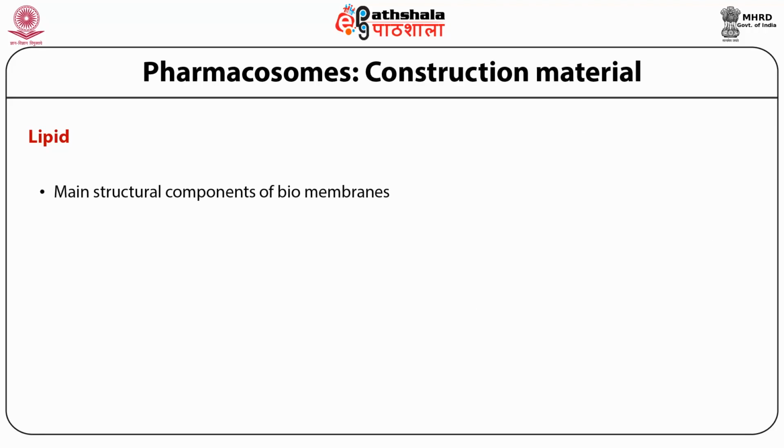Lipids are the main structural components of the biological membrane, and there are basically two types of lipids used in manufacturing of pharmacosomes. One is phosphodiglycerides, another is sphingolipids. Their corresponding hydrolysis products are also available for use, but the most common phospholipid used in the preparation of pharmacosomes is phosphatidylcholine. Phosphatidylcholine is an amphipathic molecule in which a glycerol bridge joins a pair of hydrophobic acyl hydrocarbon chains with a hydrophilic polar head.